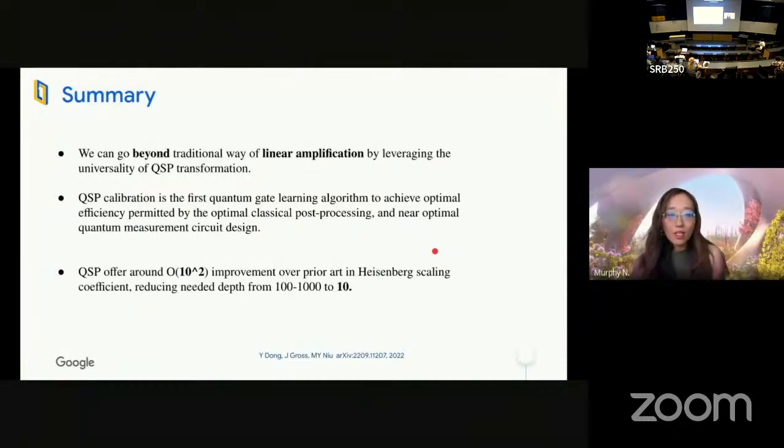And we have built indeed a quantum signal processing estimation to learn quantum gate parameters, and it's to our knowledge the first time to be achieving this optimal efficiency in real experiment, and very near optimal in regard to our measurement circuit design. And we overall offer around 2 magnitudes improvement over the prior art in regard to the Heisenberg scaling efficiency that allow us to reduce the required circuit depths from 100 or 1,000 down to less than depth 10 circuit.